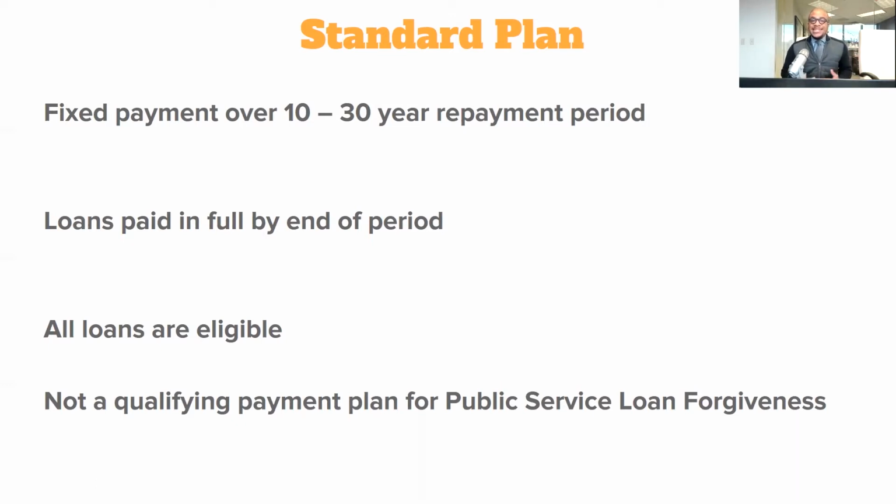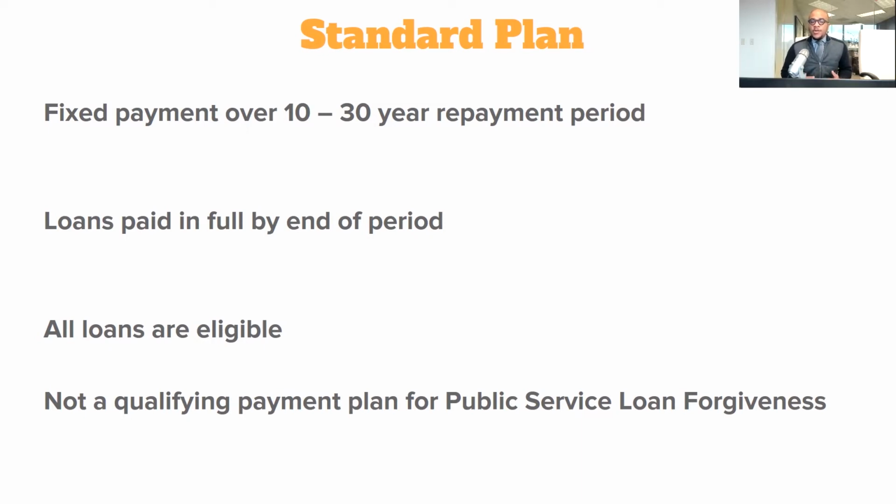But if you have a direct consolidation loan or certain types of loans, you can actually qualify for a longer repayment period of up to 30 years. This is the standard plan, where what you pay is the amount that is going to stay the same for as long as needed to repay that balance in full by the end of the period.